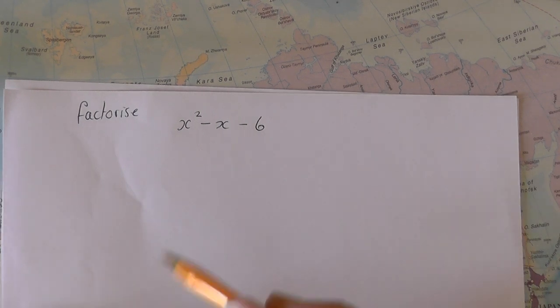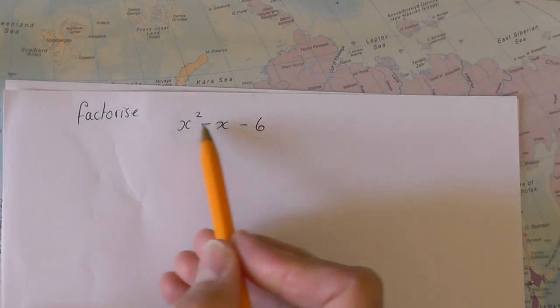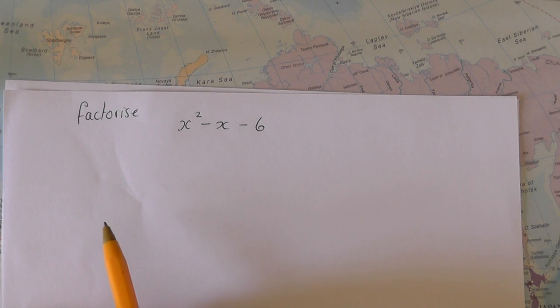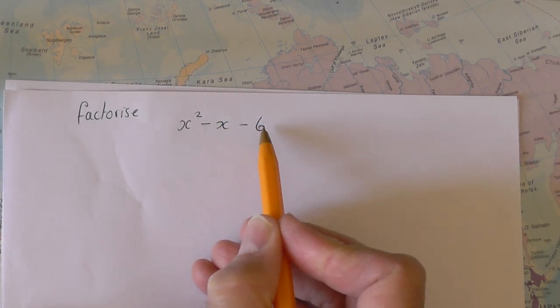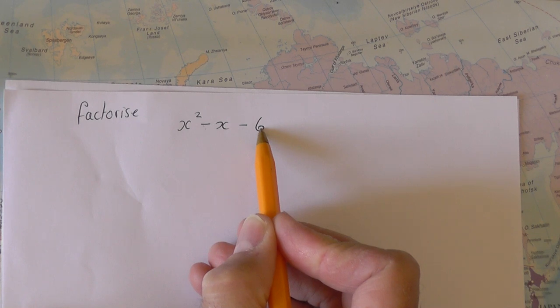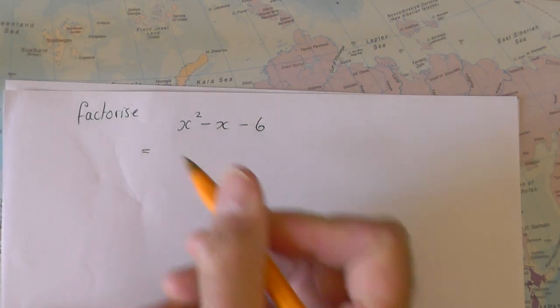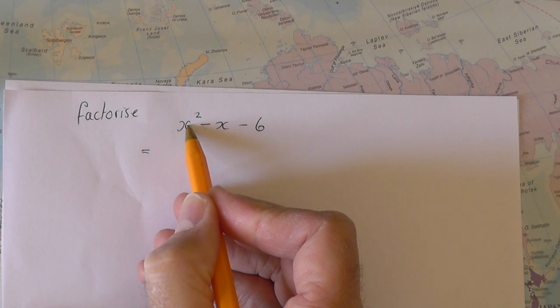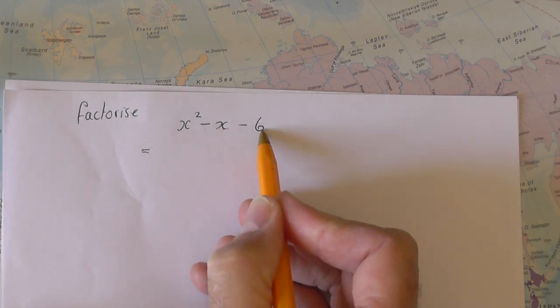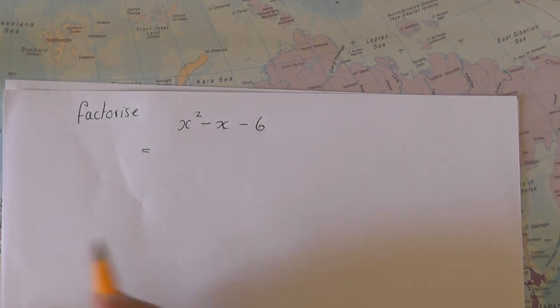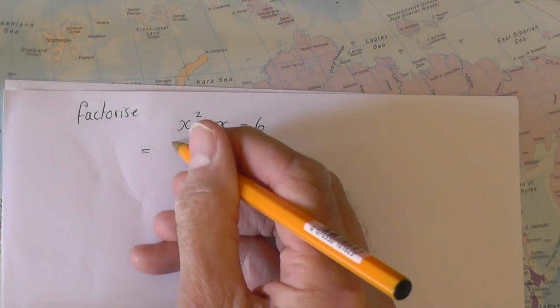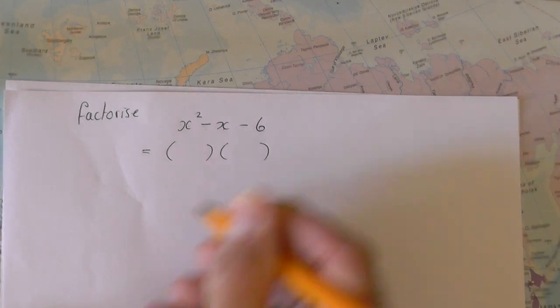Let's look at factorising an expression such as this, x squared minus x minus 6. Notice this time I've put a minus in front of the x and I put a minus in front of the 6. Let's see how this works. Is there a common factor? There's an x in there, there's an x there, but there's no x in that term. So 1, 2, 3 terms, there is not an x in every term, no common factor. So it's going to be a double bracket example.